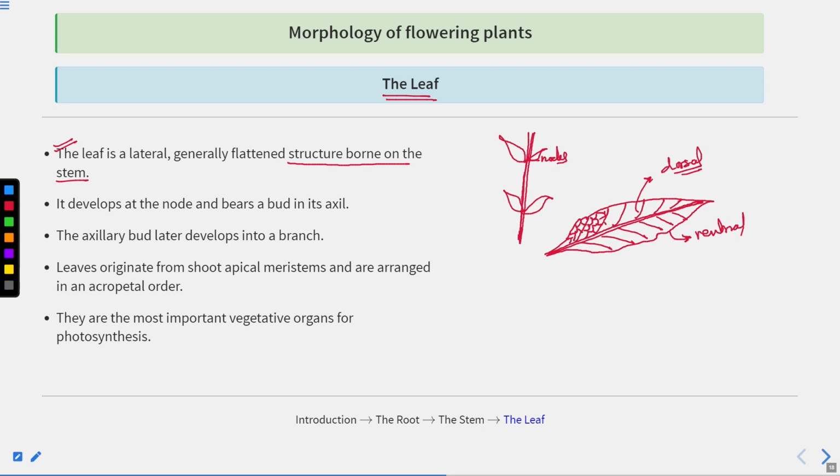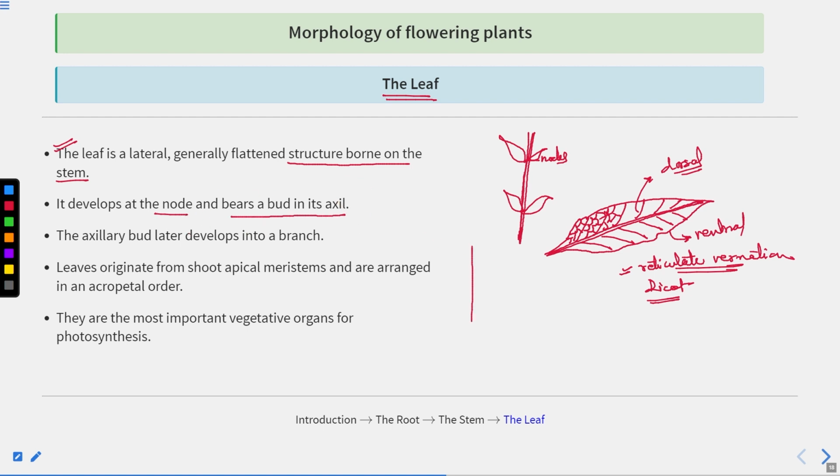Now this venation is of the type reticulate. Reticulate venation. Right? This is a feature of the dicot plant. So let us see what some of the other features of the leaf are. It develops at the node and bears a bud in its axil.